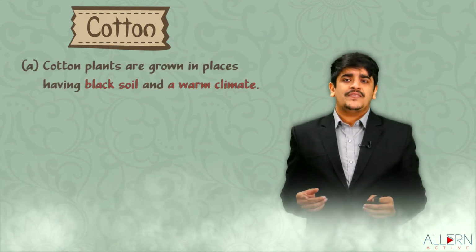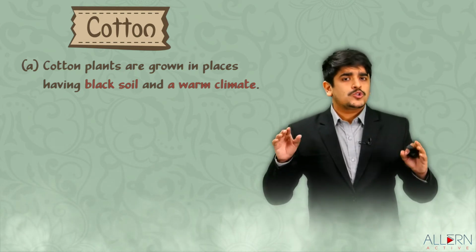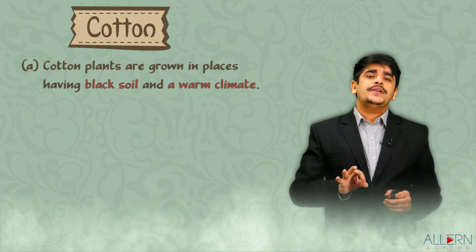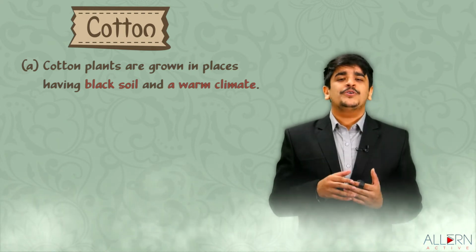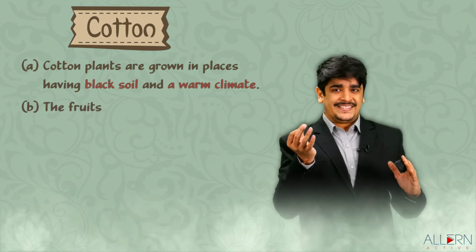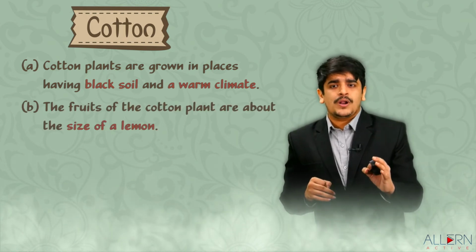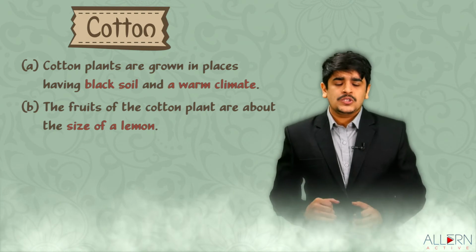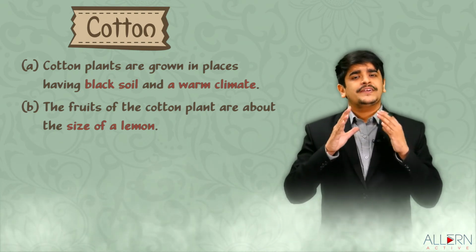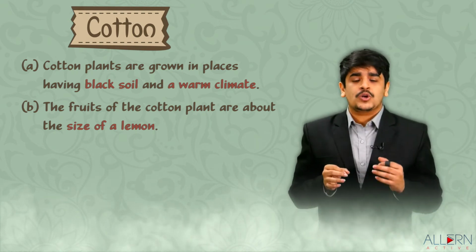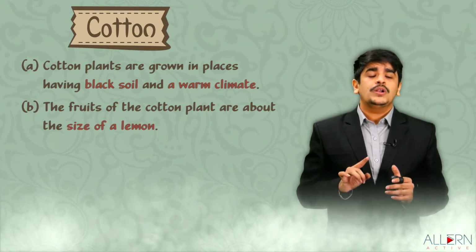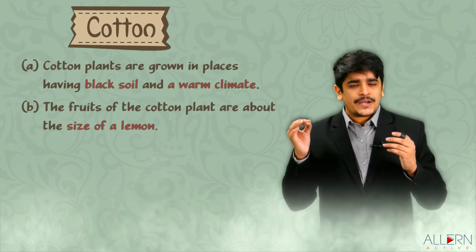Okay, so as far as cotton is concerned, understand that cotton plants are grown at places having black soil and warm climate. So what kind of soil is required? Number one, you are going to talk about black soil. What kind of climate was required? We are going to talk about the warm climate. Next, the fruits of the cotton plant are about the size of a lemon. So let the cotton plant grow. Let it have a flower. Let it have a fruit. And the fruit of that particular cotton plant, which is called a cotton boll, is going to be the size of a lemon. That big.